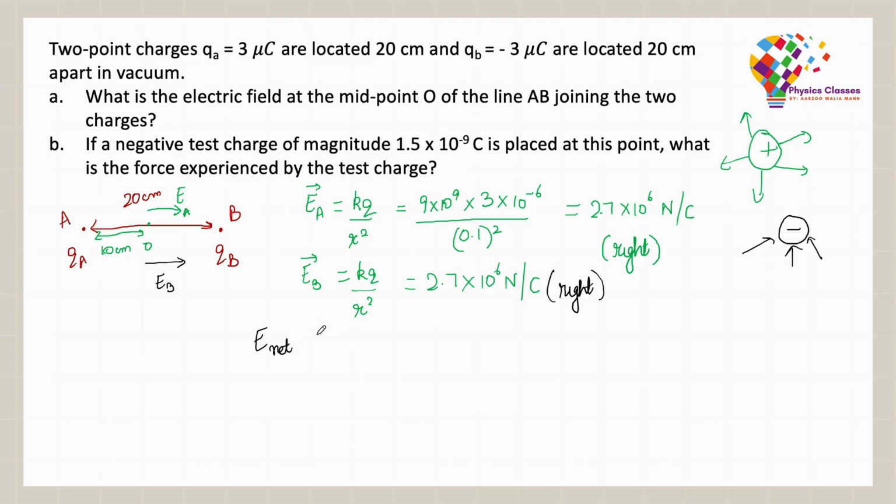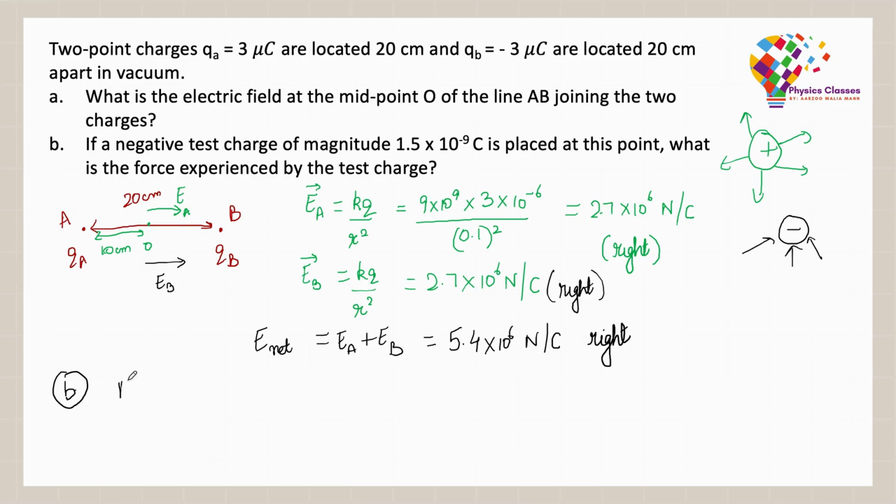Therefore, if I want to find out the total or the net electric field at this point O, it would be simply the sum of the electric field at A and B. Why am I adding these two? I'm simply adding these two because they both are in the same direction. So 2.7 plus 2.7 gives me a value of 5.4. So 5.4 into 10 to the power 6 newtons per coulomb, and this one is towards right. It's towards the right direction because both the electric fields were towards right.